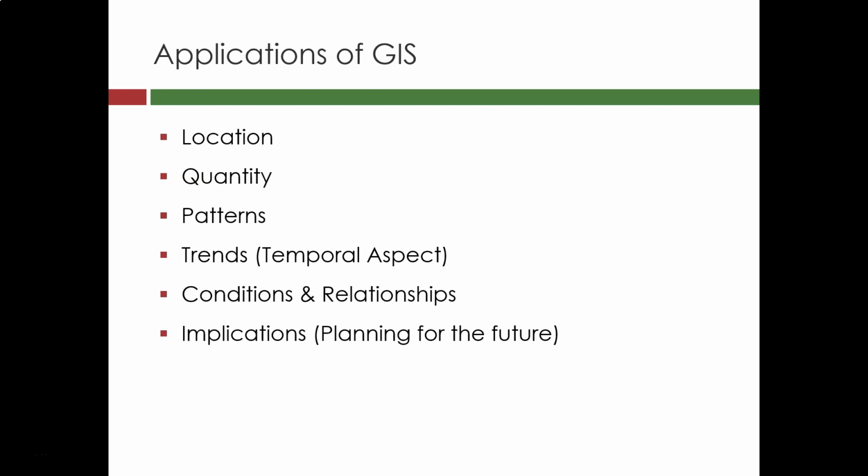Firstly, location. Where is something in relation to something else? The notion of calculating quantity: distance, area, height, etc. in simple counts. How many of a certain feature lies within another? Hospitals in Fairfax County, for example. How many pediatricians in a certain zip code?